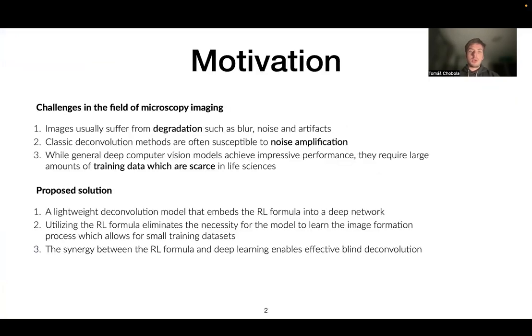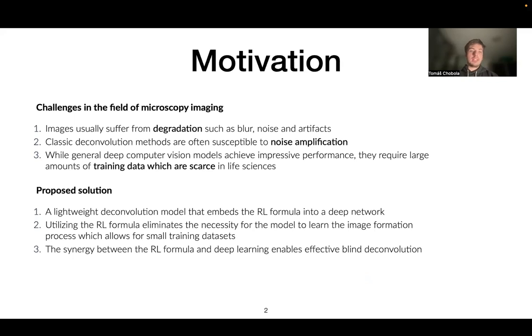What is the motivation behind our work? There are many challenges in the field of microscopic imaging. Mainly, the images usually suffer from degradation, such as blur, noise, and artifacts, which hinder any kind of post-processing or analysis of those images. There are classic deconvolution methods that remove such degradation. However, they are often susceptible to noise amplification and in some cases can even degrade the image even more.